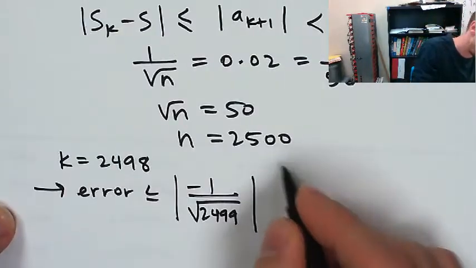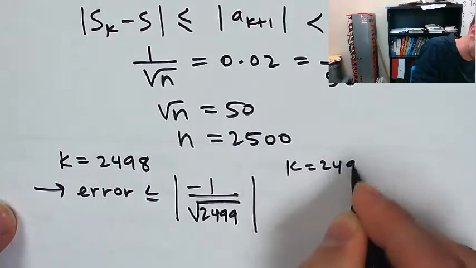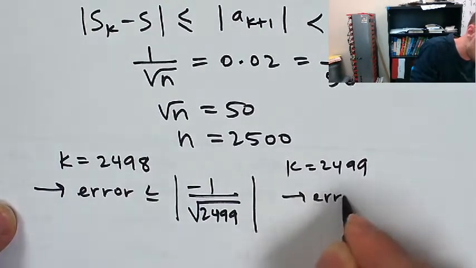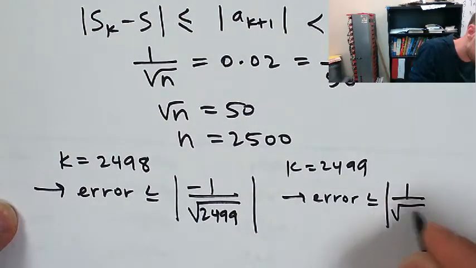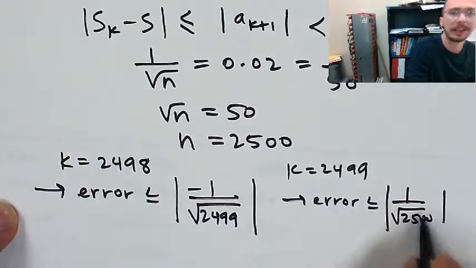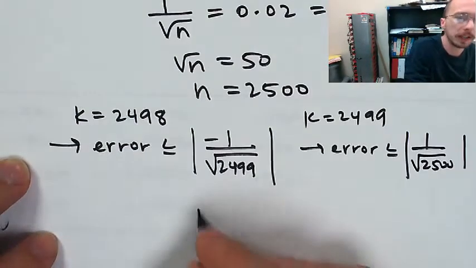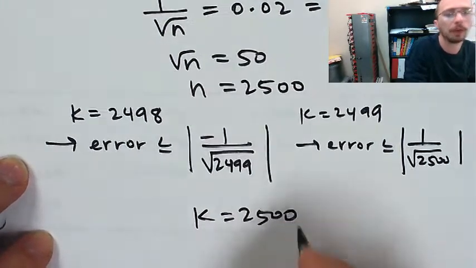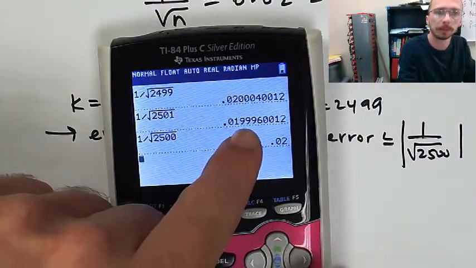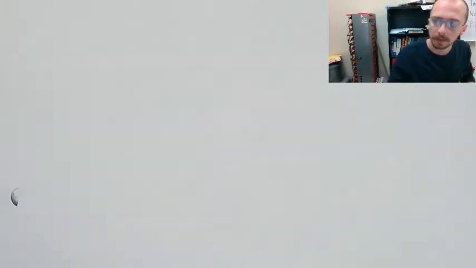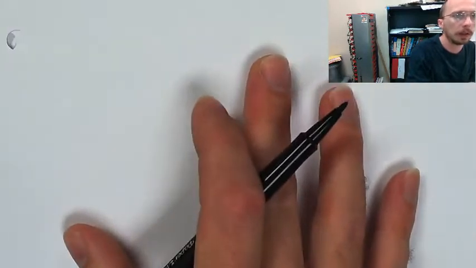Okay, that's equal to 0.02, so I'm saying k equals 2,500, so that the error bound was that. Okay, that's all I got to say about number 22. Number 23, the series, this is an alternating series, I'm just going to copy it.